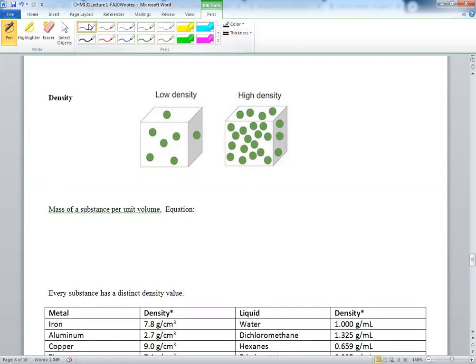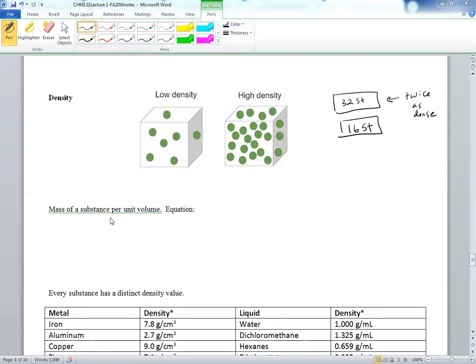If I have a classroom that has 32 students in it versus a classroom that has 16 students, and if it's the same size, you know that this one is twice as dense. That's what density is.